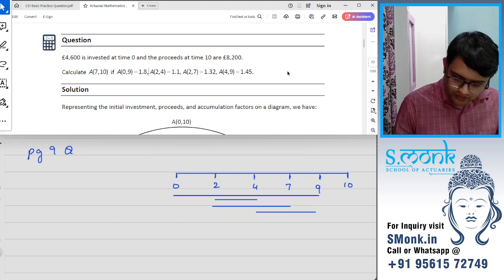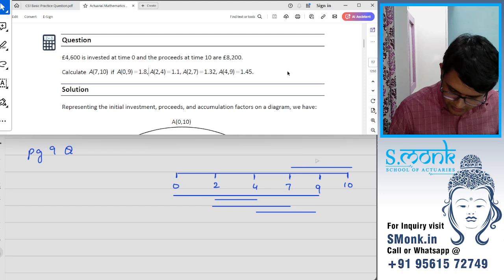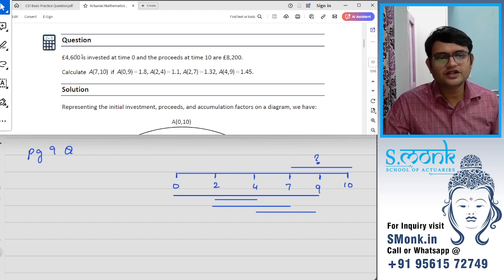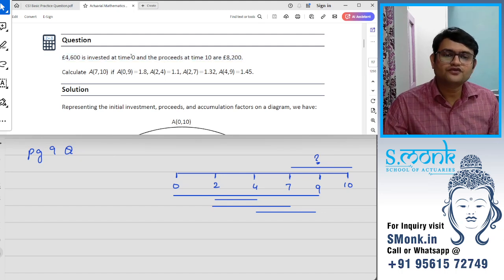We have to calculate 7 to 10. This is what we have to calculate. I'll mark it up. And there is the first statement that we can use to calculate the accumulation factor from 0 to 10.